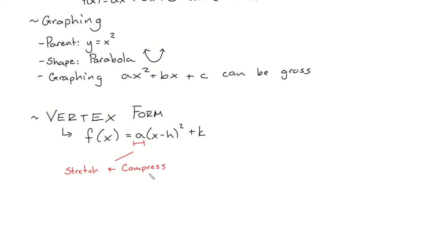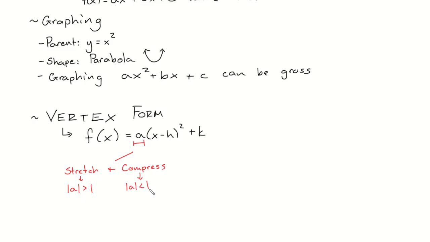When we talk about stretching and compressing, it stretches, which makes it thinner, if the absolute value of A is bigger than 1. That means that we have a stretch, we've gotten thinner. What if I want a compression? Something a little wider. So the absolute value of A should be less than 1.